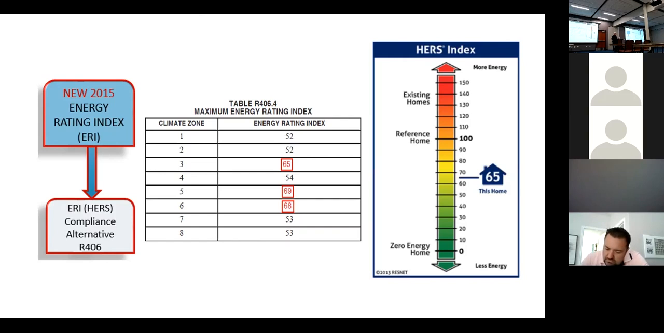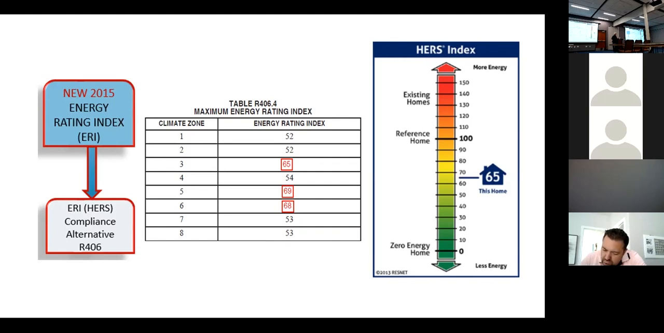So what's a score of 0? What? You're outside. No. It's a net zero home. Now, a high score would be you're outside. Yeah, so the lower the score, the better. So a 65 means you're 35% better than a 2006 code house.